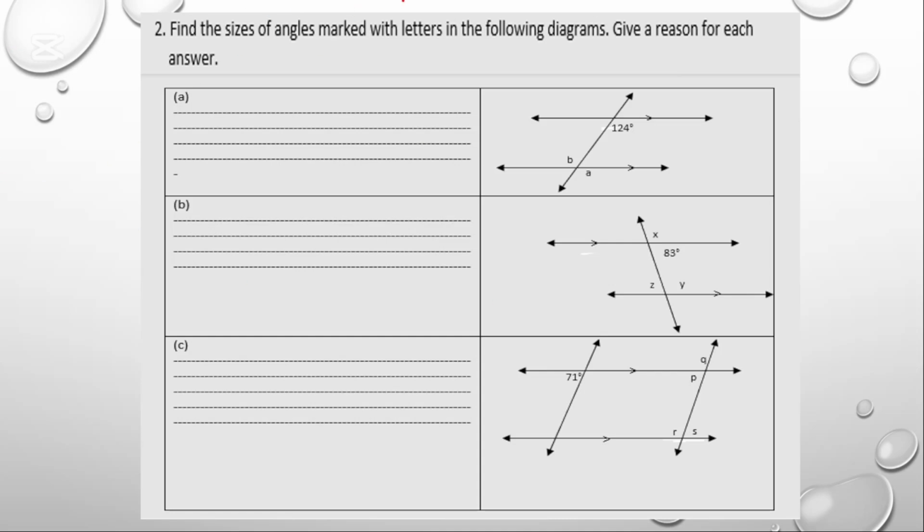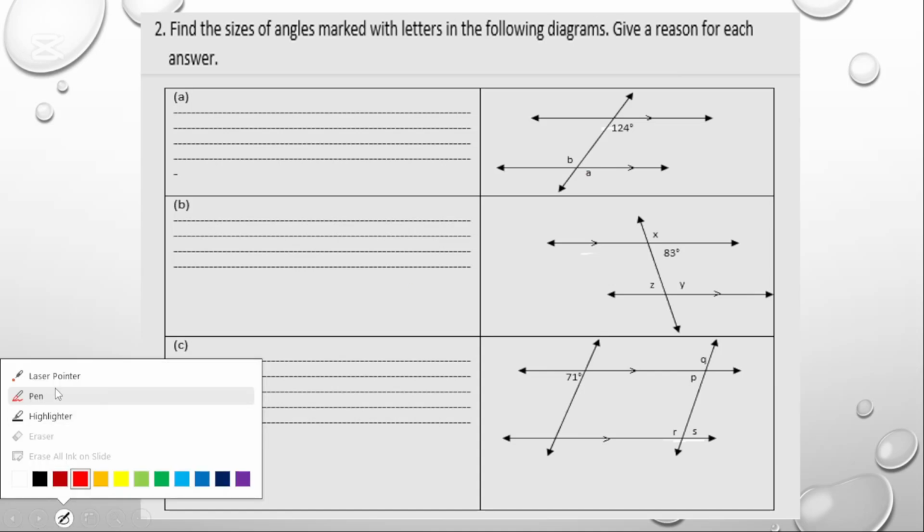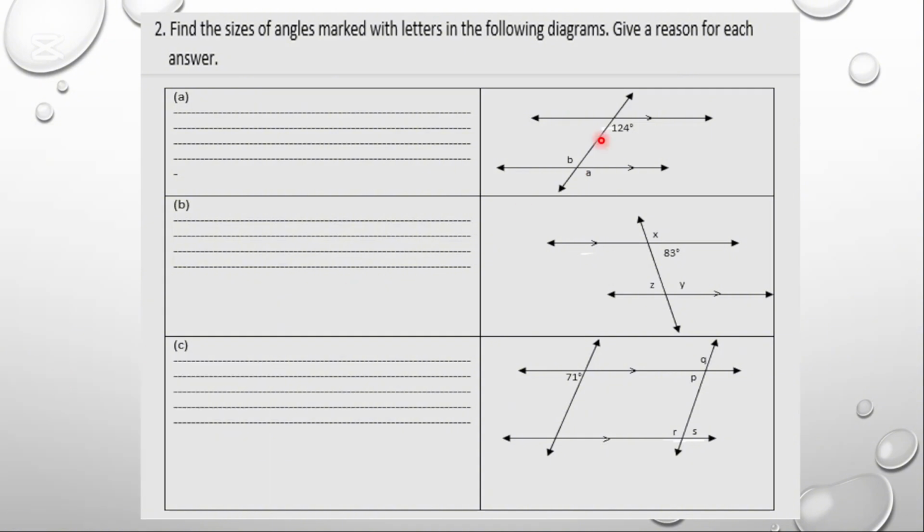You are first going to work out A, because you know that A and 124, they are corresponding angles, right? You take a pointer and A, corresponding angles. Once you have A, you always start working from the given angle. A and 124 corresponding, equal, then you move to B, because by now you know when two lines intersect, the vertically opposite angles are equal.